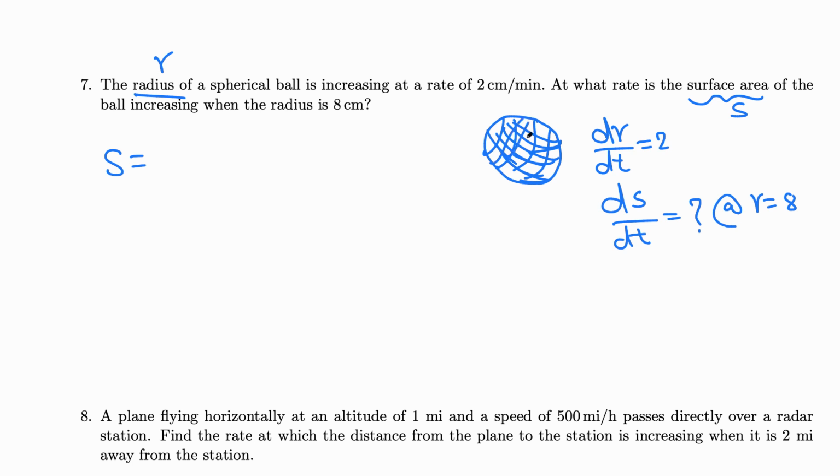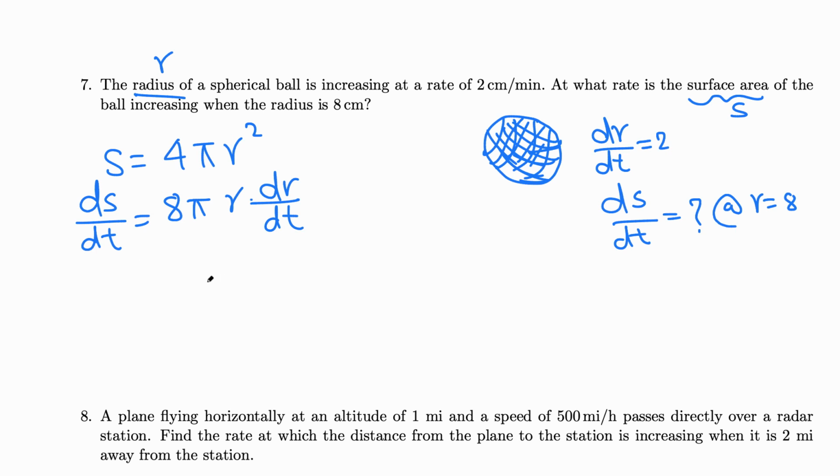And the surface area of a sphere is given by 4 pi r squared. A lot of times this formula will be provided in the question. Now we differentiate both sides with respect to time. 4 pi is constant. Derivative of r squared is 2r times dr over dt. So 2 and 4 pi means 8 pi. So 2r, I multiplied here, times dr over dt from the chain rule.